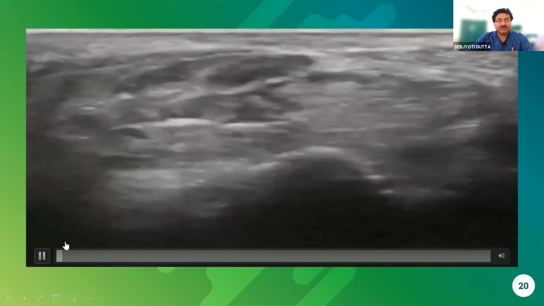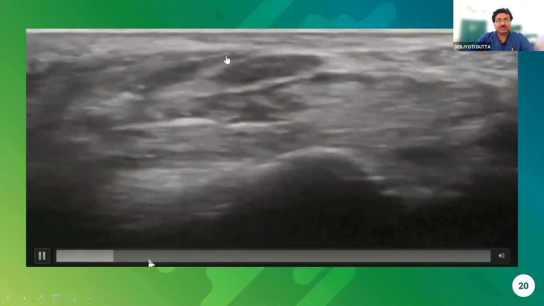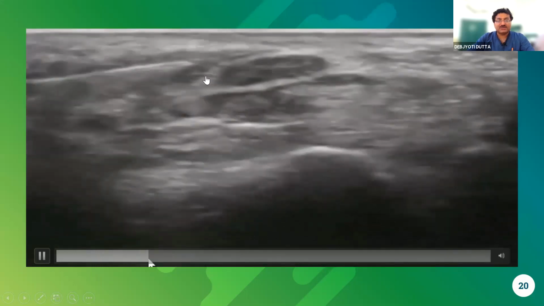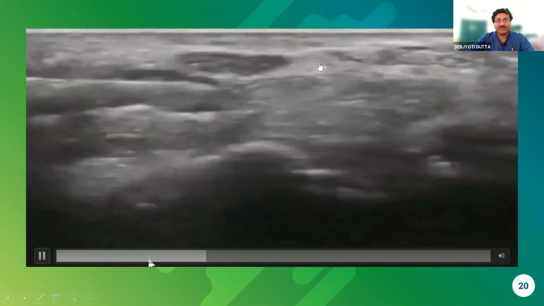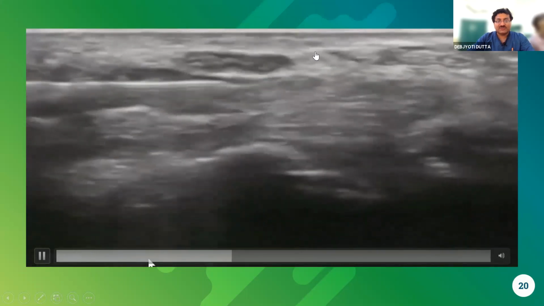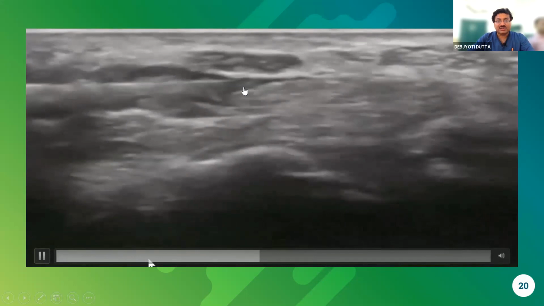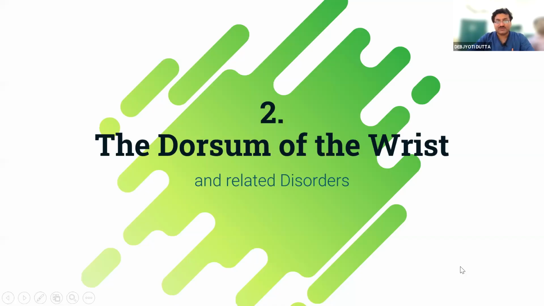This is a quick video of the injection of the carpal tunnel. First the needle is up, then we are separating it from the flexor carpal ligament, then we are doing it from below. We can show you a better video as well. We have our videos too.